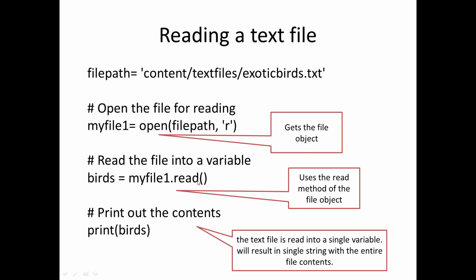So we're going to use the read method of the file object that we got from the open statement in Python, and we're going to assign what we get from reading the file to a variable called birds. Then we're going to print out the content of birds. So when we read a text file into a single variable, it ends up being a string. So we're going to print out that entire string.